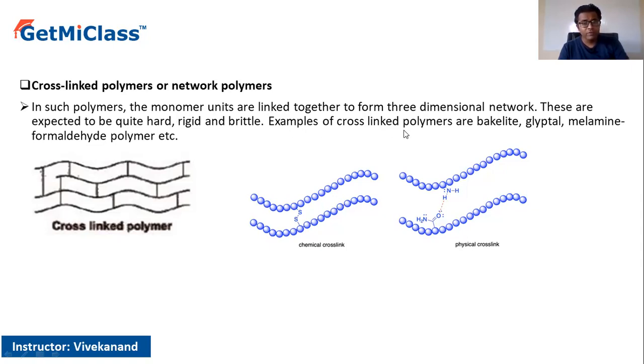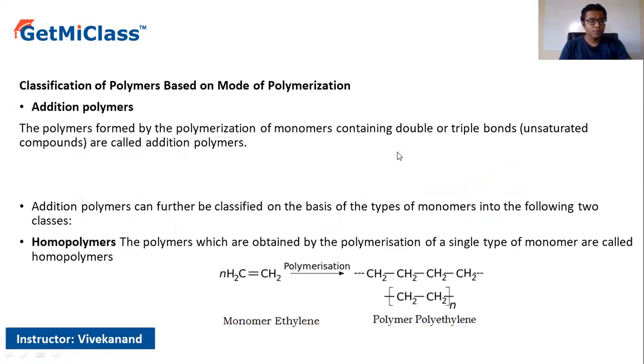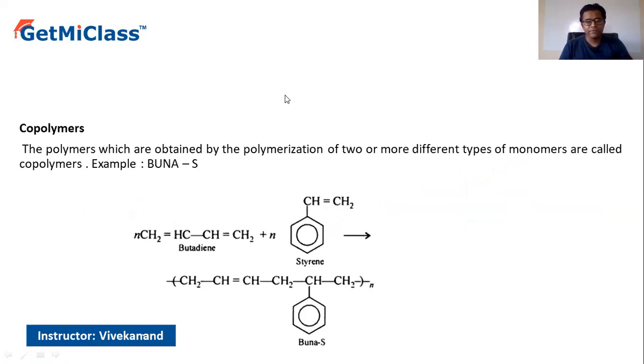Okay, examples of the cross-linked polymers are bakelite, galactol, or melamine formaldehyde polymers. Okay, kindly take down the names. These names are important. At least try to remember bakelite or galactol.